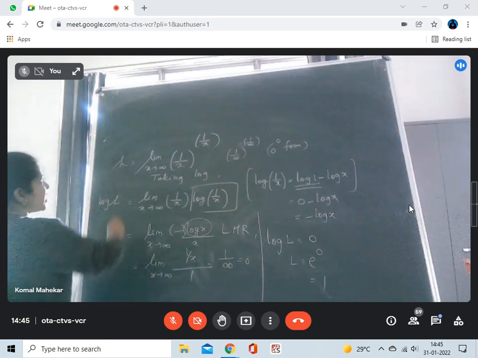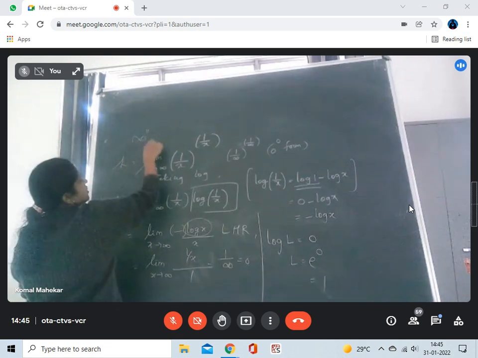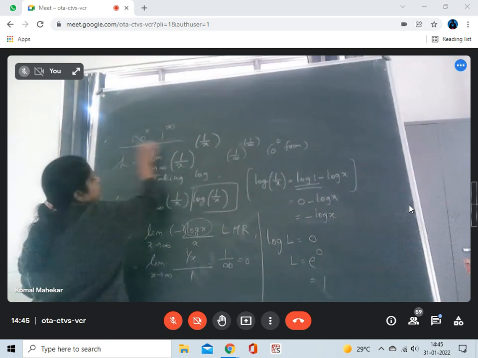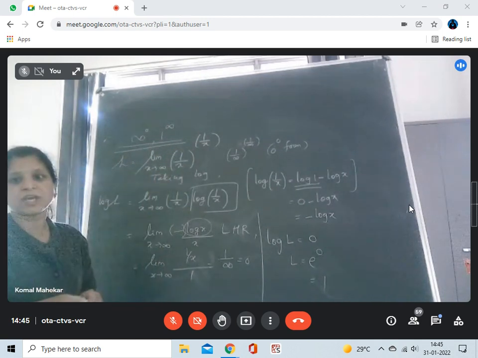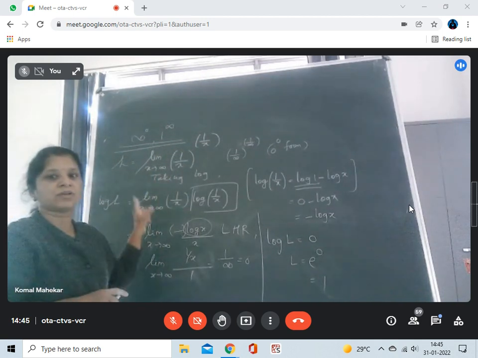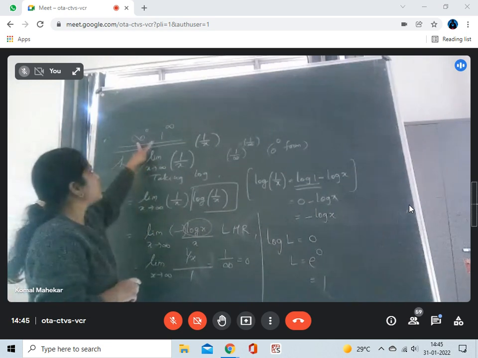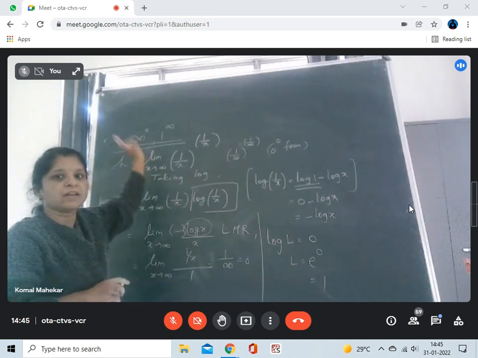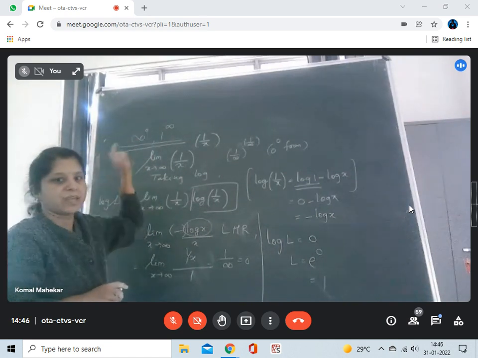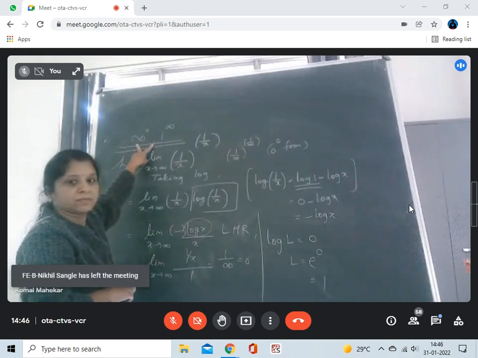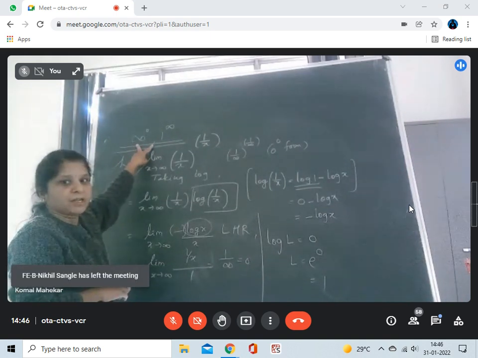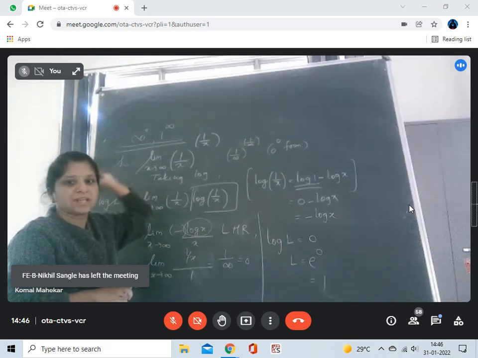For the remaining two cases, that is infinity raised to 0 and 1 raised to infinity, we use the same procedure as for 0 raised to 0 form. So problems on these two types of indeterminate form we will solve in our next lecture.